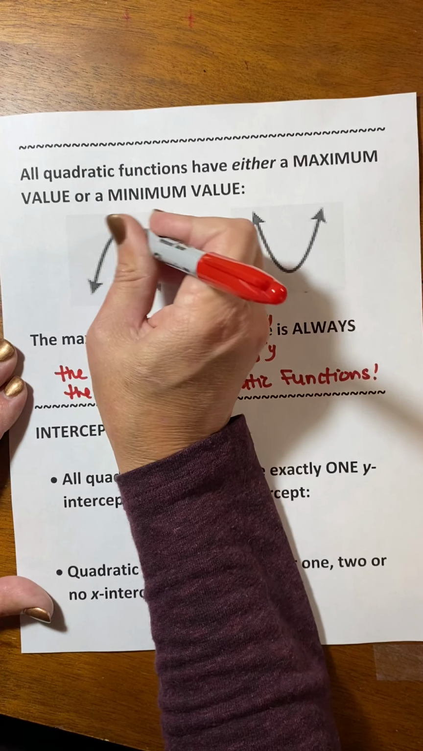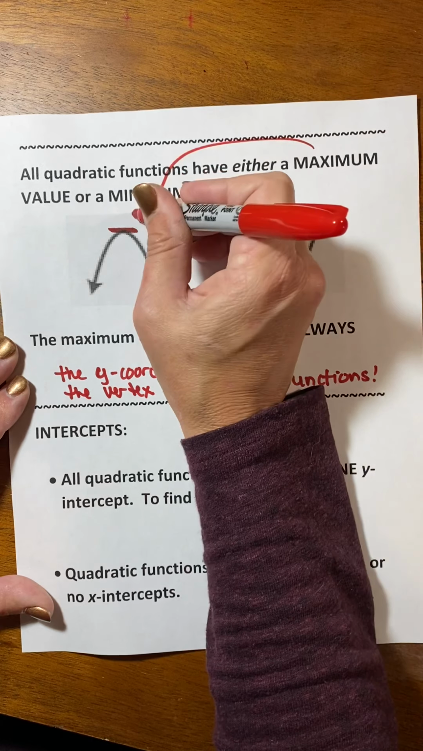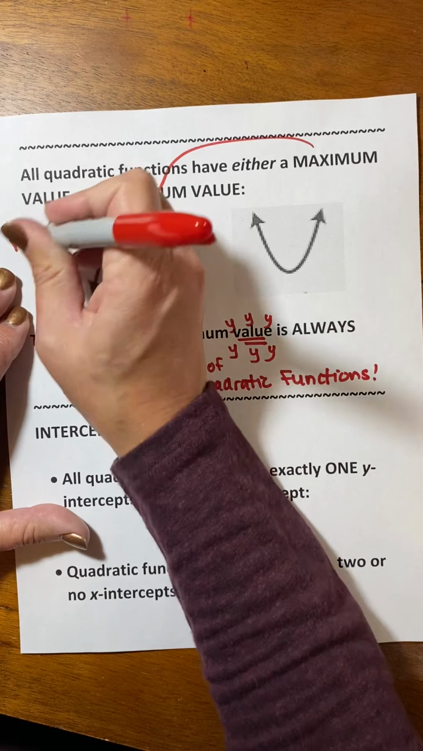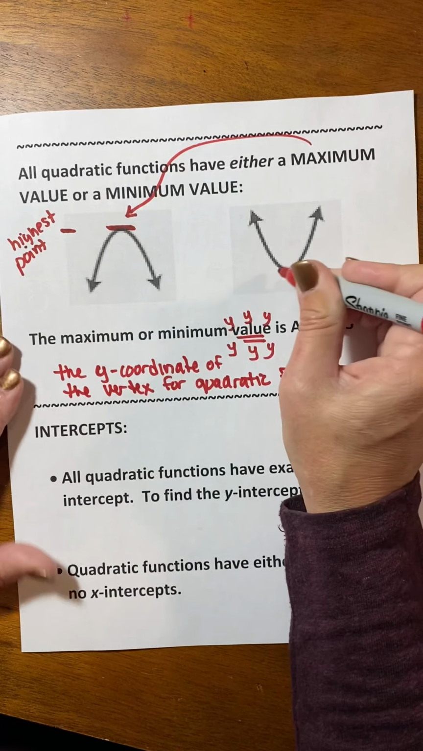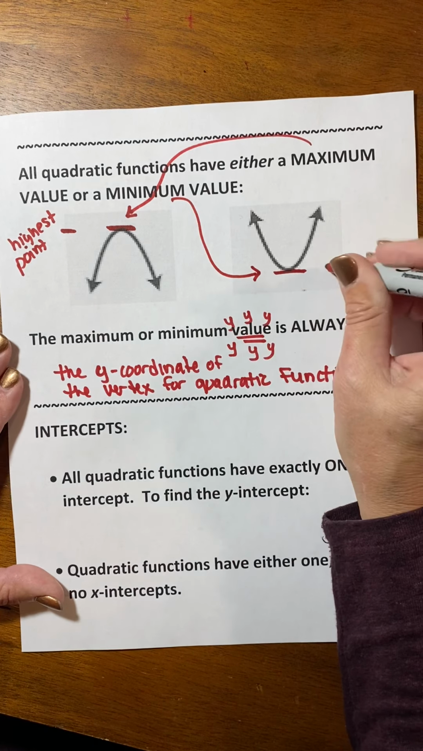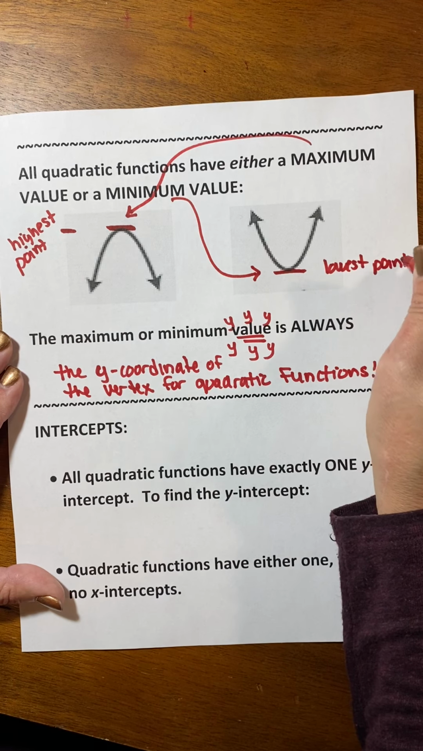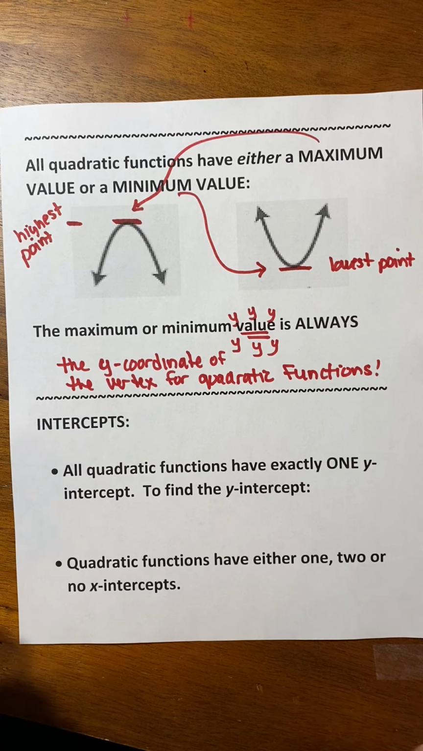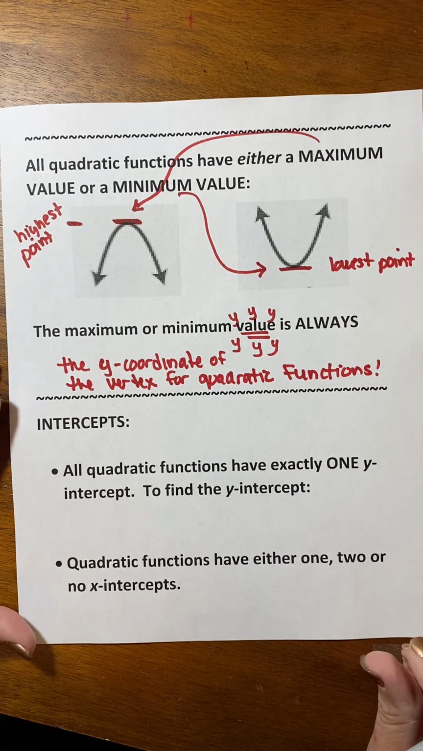So the maximum value would be right here, how high it goes. So you would have a maximum value in this scenario, how high it goes, high point. And you would have a minimum value for a right side up parabola, right? And it's how low it goes, or the lowest point. None of this is complicated, it's just tricky because there's lots of little details to remember, and tricky is often harder than hard. All right, let's talk a little bit about the intercepts.